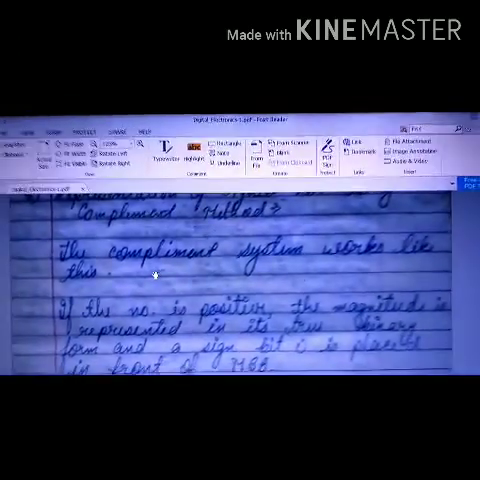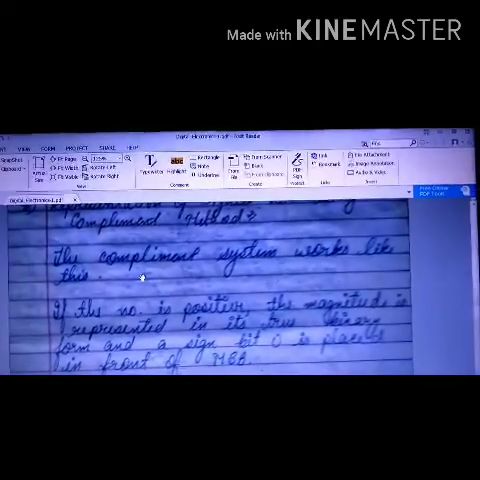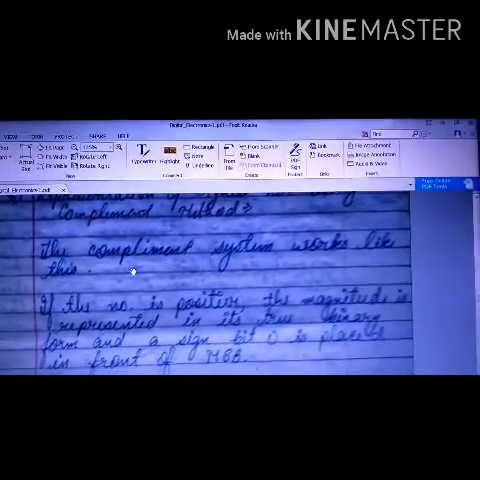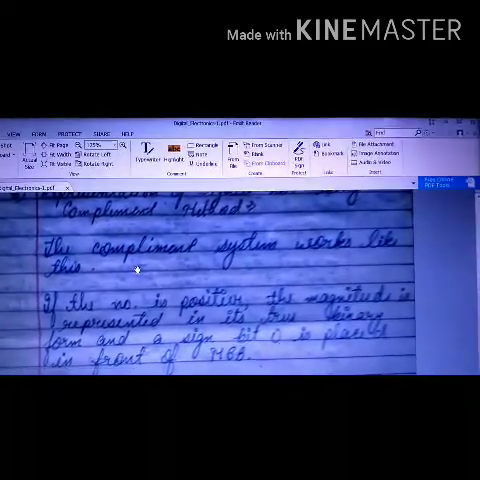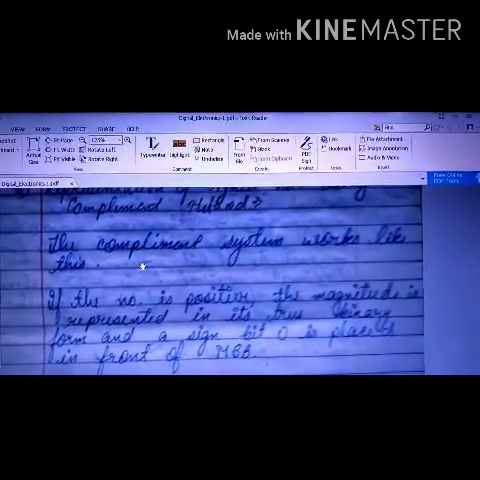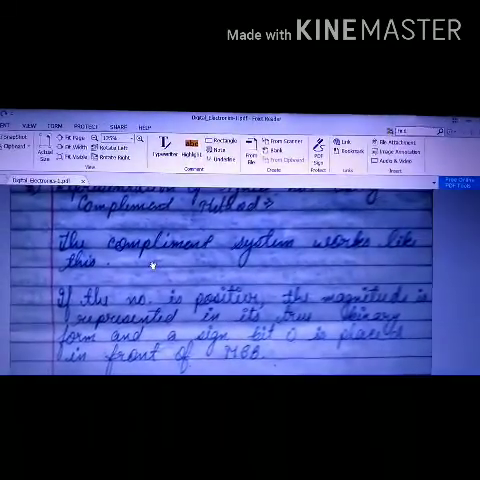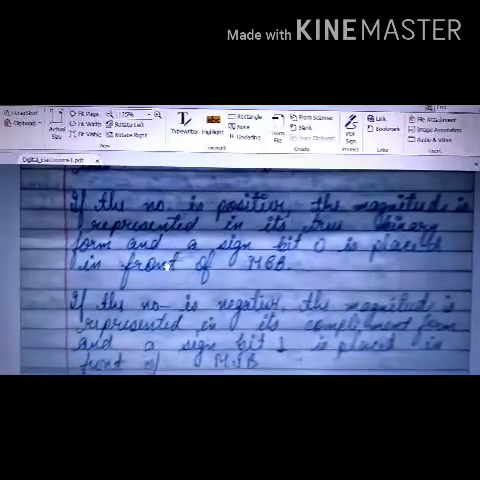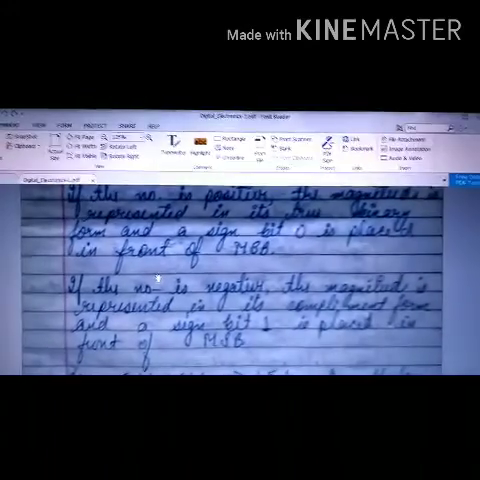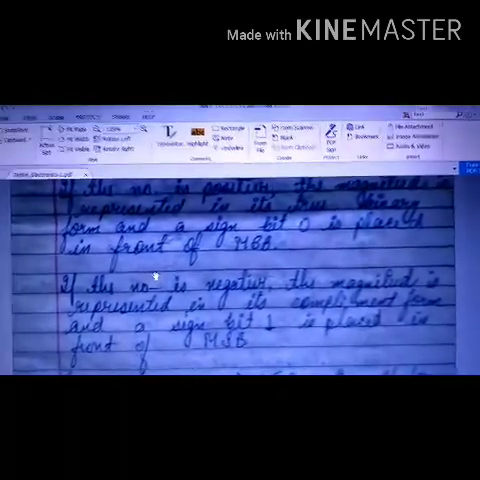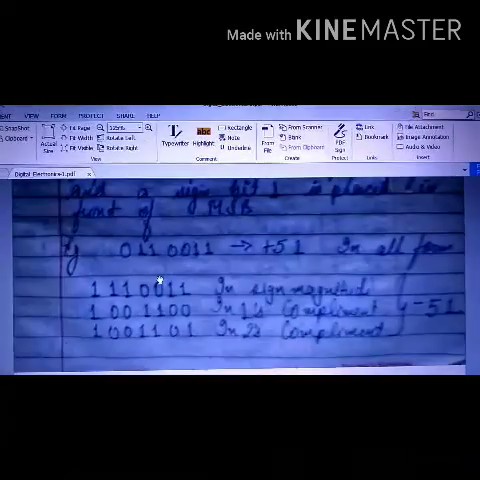Now, the complement system works like this. If a number is positive, the magnitude is represented in its true binary form and sign bit 0 is placed in front of the MSB. It is the most significant bit related to that number. Okay, now if a number is negative, the magnitude is represented in complement form and a sign bit 1 is placed in front of the MSB.